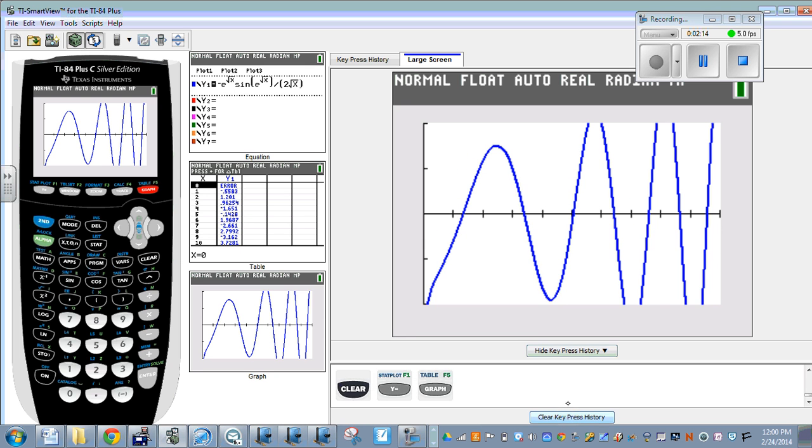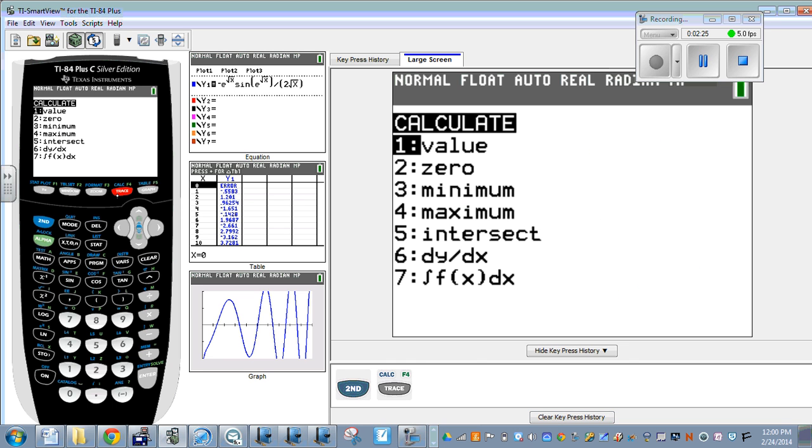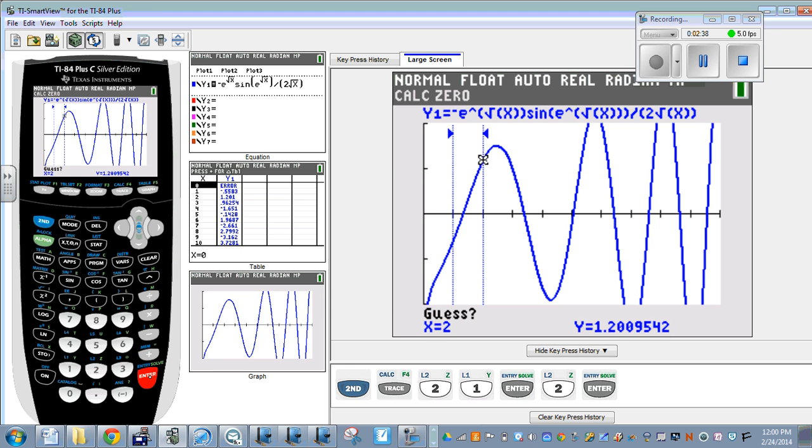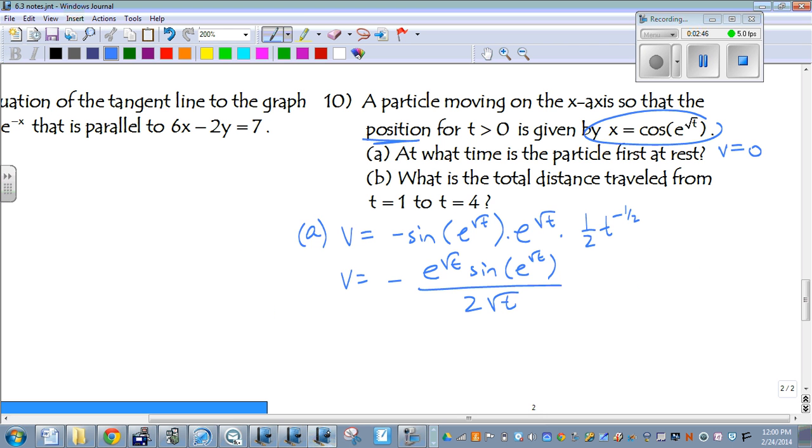So I'll show you what buttons I'm hitting here. What we're going to hit here is second trace, and I want to calculate the 0. So I know it's right around there. For my left bound, I'm going to put in 1 because I know that's to the left of my 0. Right bound, I'm going to make 2, enter, and then enter one more time. And our 0 is at 1.310. That's the first time that the velocity is 0, when t equals 1.310.